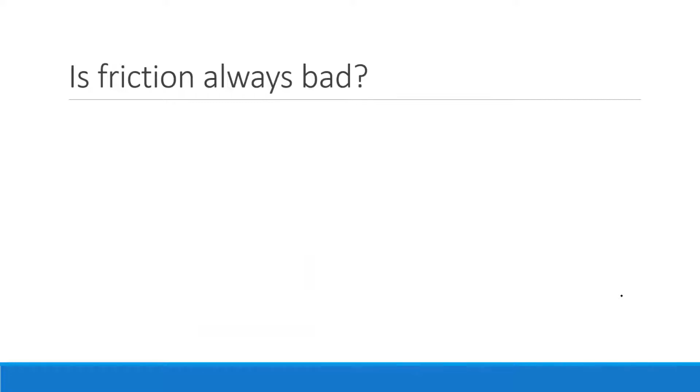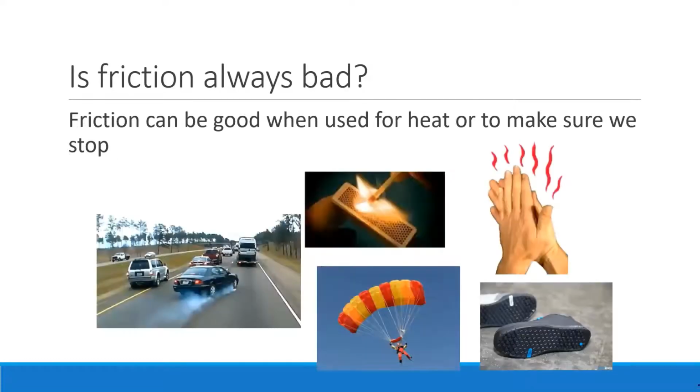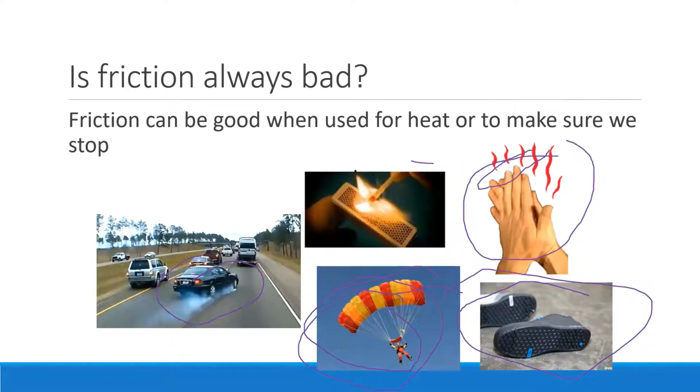But is friction always bad? No, not necessarily. Friction can be good. If you want to make something warm, friction's great. If you want to stop something, guess what? You need to have friction. Friction is really important when you want to stop a car from moving or slow down, because you've got air resistance. Or even on the bottom of your shoes. If you didn't have friction on our shoes, we'd be sliding around everywhere. And of course, friction can be used to create heat in your hands, and also to create sparks if you try to light a match. So friction's not always a bad thing. But that's enough talk about friction.